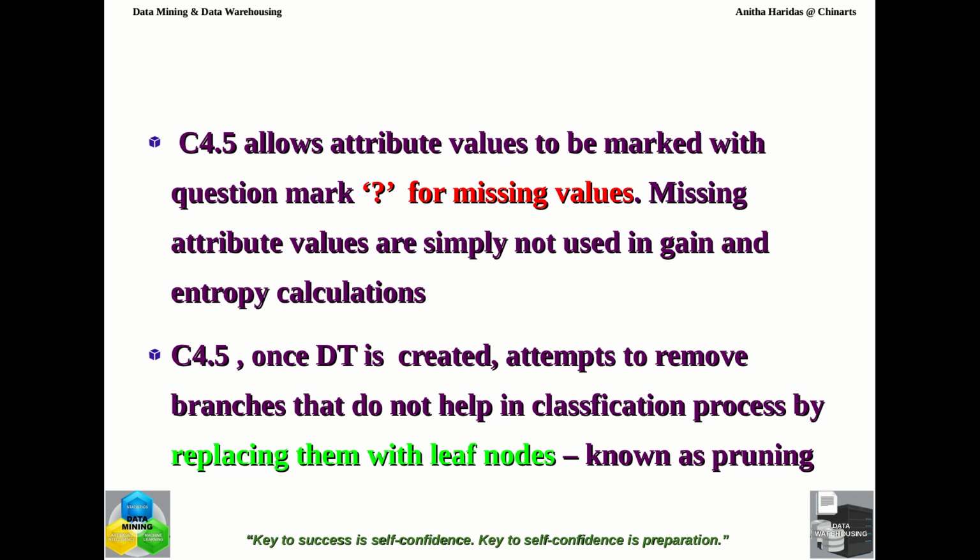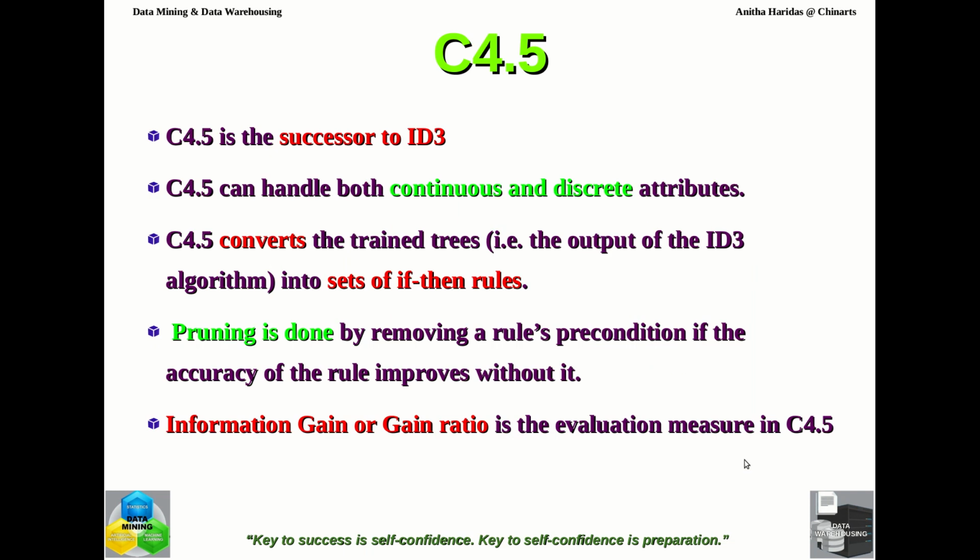But this is not possible with ID3. ID3 expects the training data without missing values. It should not have any missing values in the training data. But even if it has missing values, here in C4.5 it can handle the data. And in C4.5, once the decision tree is created, it attempts to remove branches that do not help in the classification process by replacing them with leaf nodes, which you call pruning. So this is what the point told here: removing a rule's precondition if the accuracy of the rule improves without it.